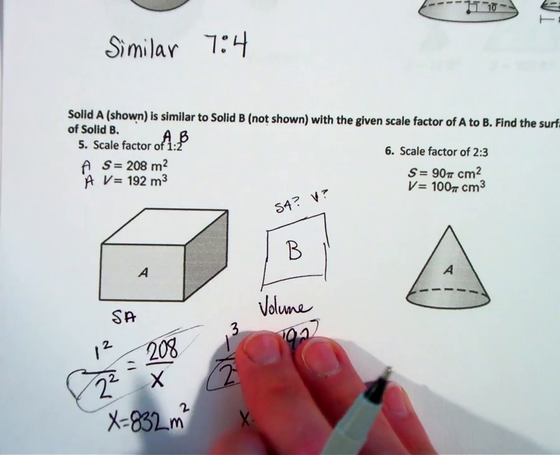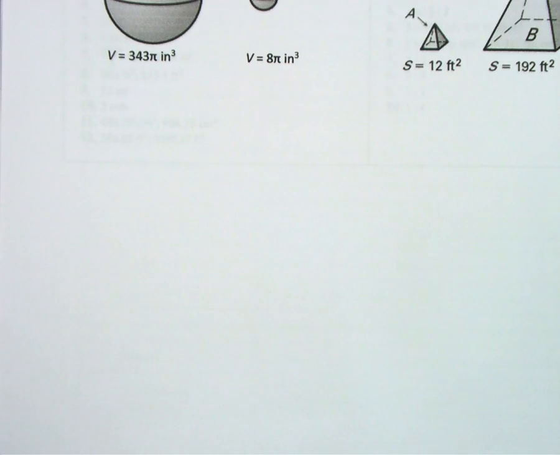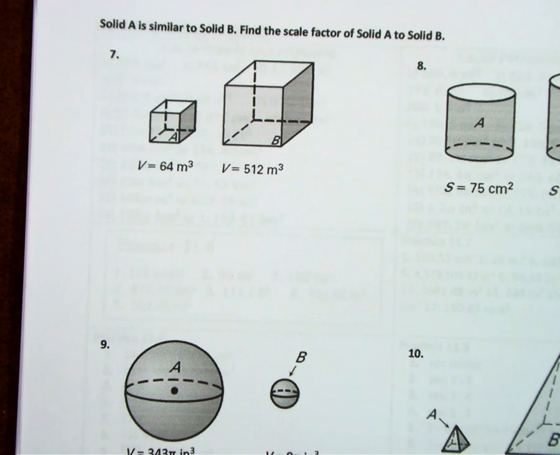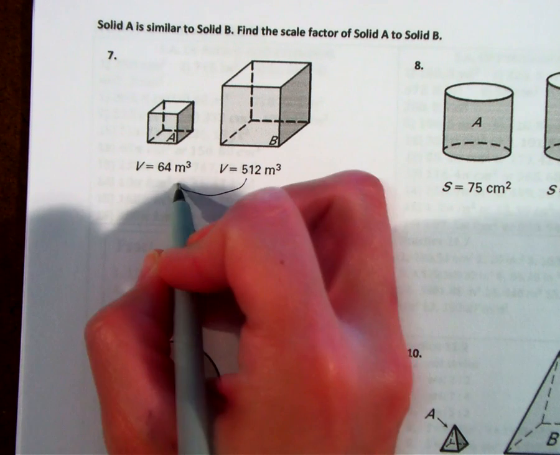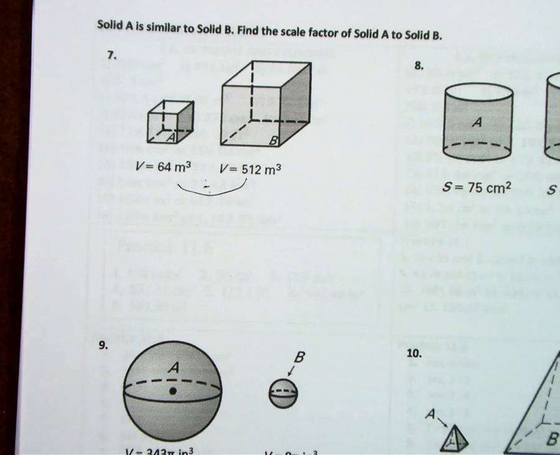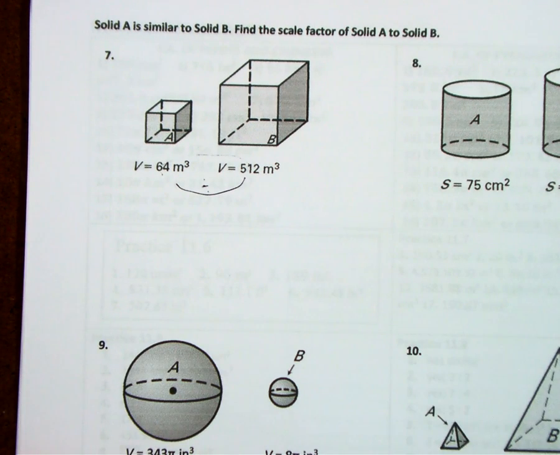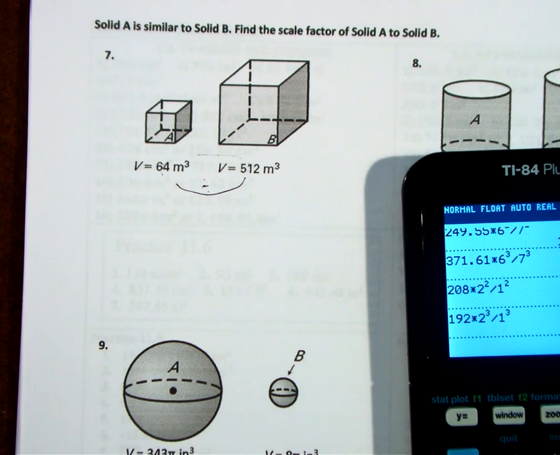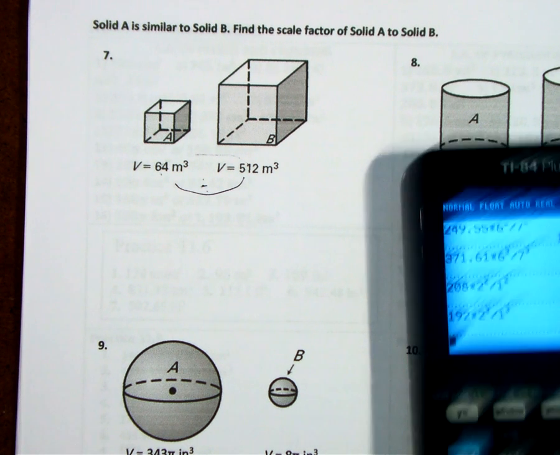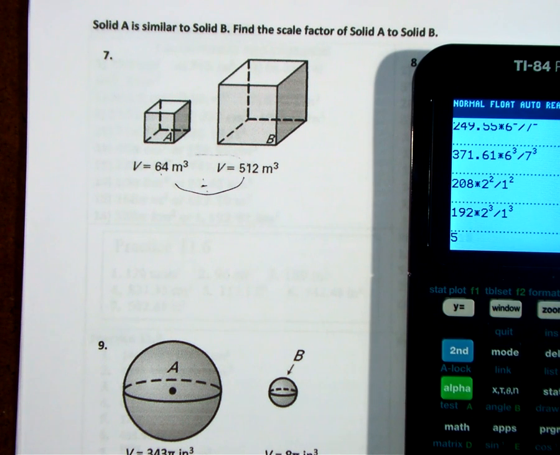Okay, last problem. So this one says find the scale factor. So when we found the scale factor before, we divided those two numbers to see. So we're looking for from 64 to 512 is what? Did you times by 2? Did you times by 3? Did you times by 4? Okay, so I'm going to take 512 and divide it by 64.